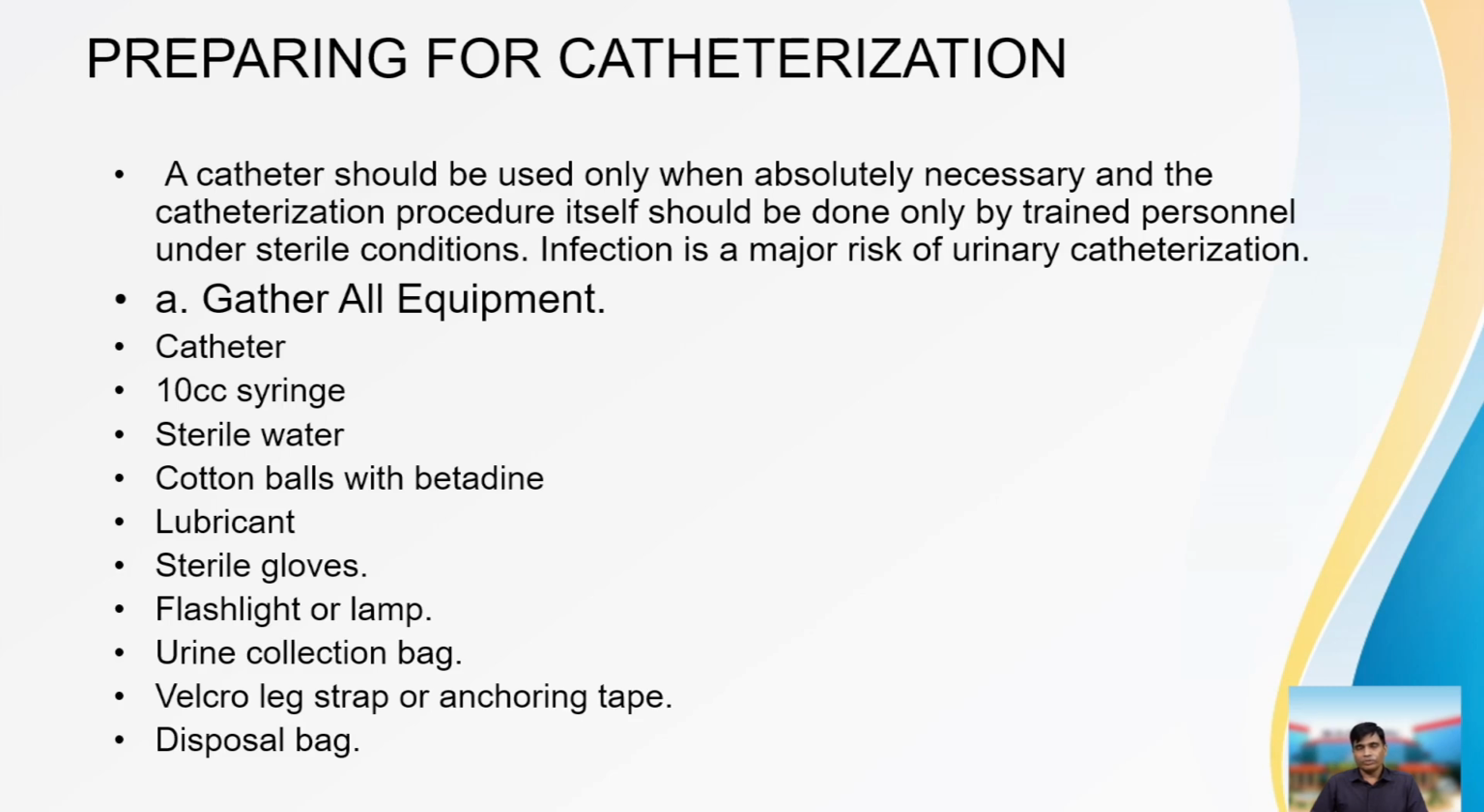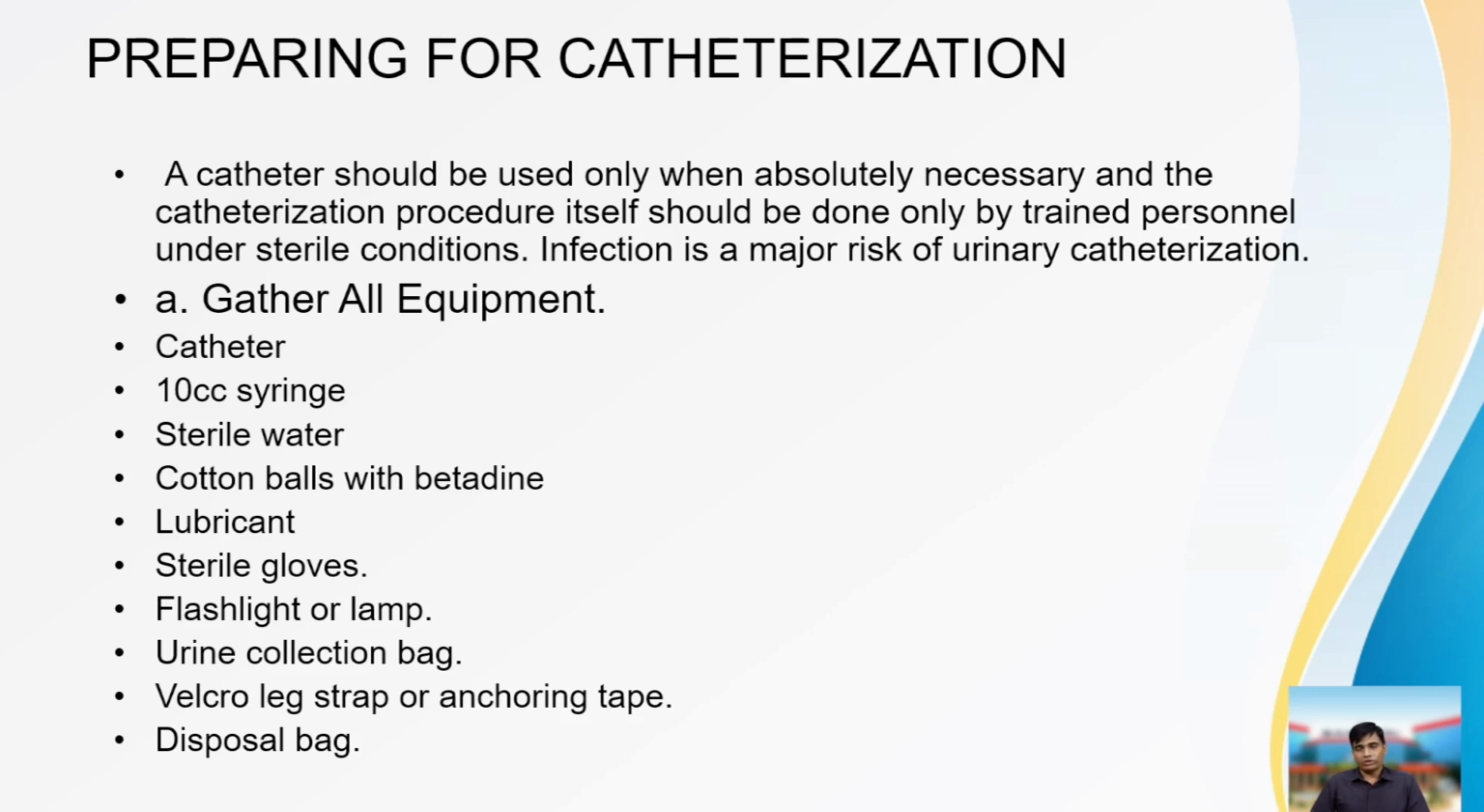Next, preparing for the catheterization. Before doing the procedure, we have to know what equipment is used. Catheterization should be used only when absolutely necessary, and the procedure itself should be done only by trained personnel under sterile conditions. Infection is a major risk of urinary catheterization. So this equipment is necessary for the procedure.